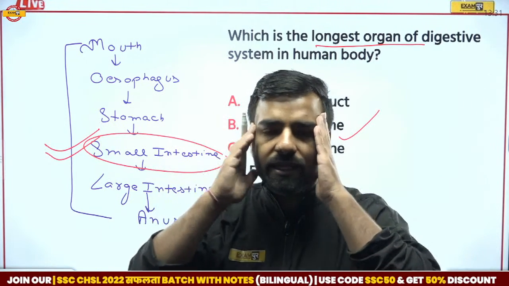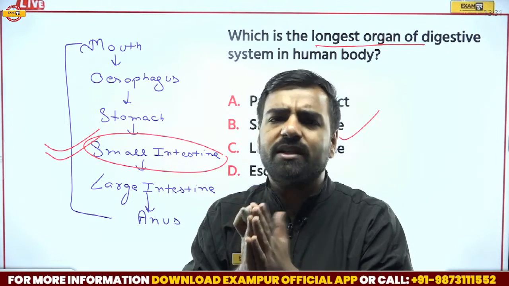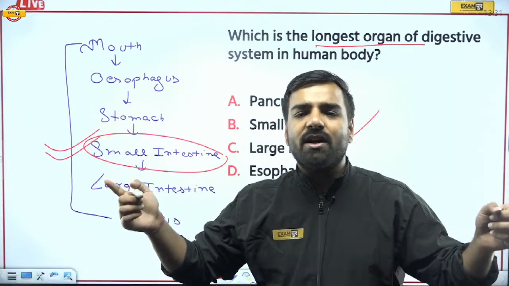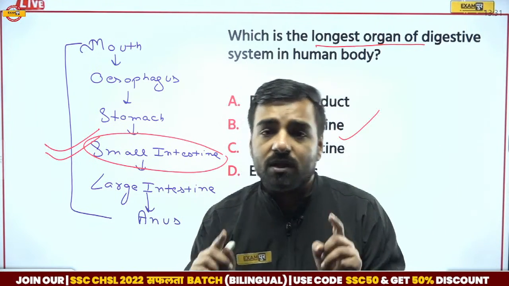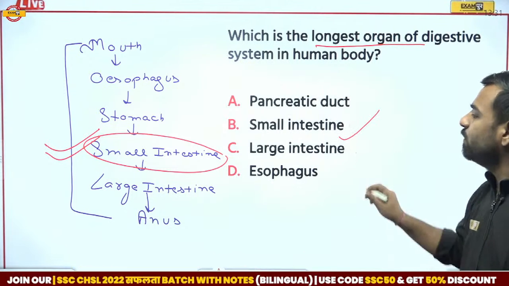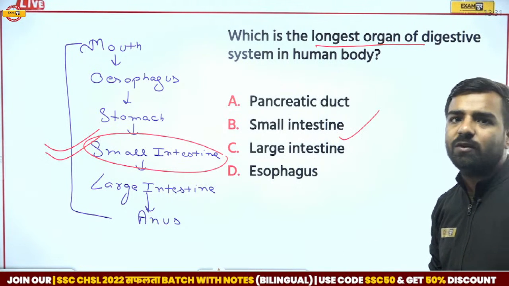And it creates a dilemma situation. We think a large intestine must be larger and small intestine must be smaller, but no, if I talk lengthwise, then lengthwise the small intestine is going to be longer than the large intestine. Please do not forget, okay?